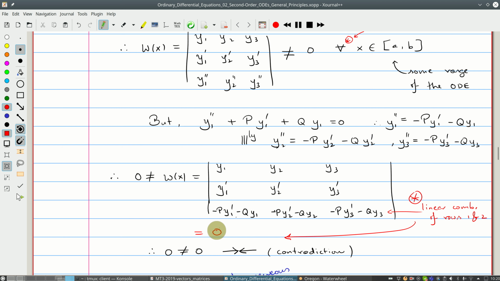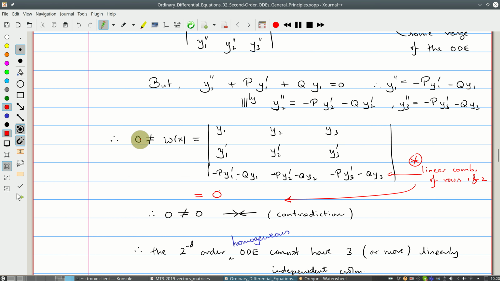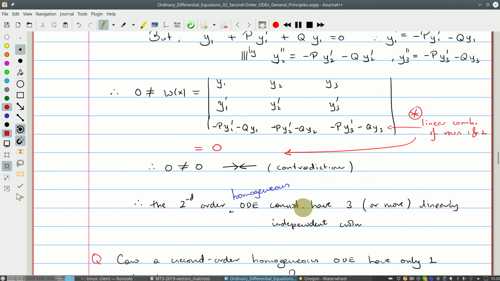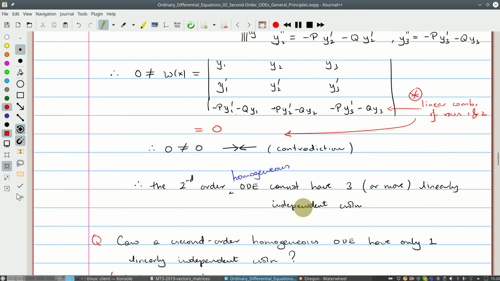Therefore, the determinant is 0. Because whenever you have one of the rows or columns as a linear combination of the others, then you have the determinant to be 0. So we have 0 is not equal to 0, and that's a contradiction. That's what I've indicated by these opposing arrows. So we have a contradiction here. Therefore, a second order homogeneous ODE cannot have 3 or in fact more linearly independent solutions.